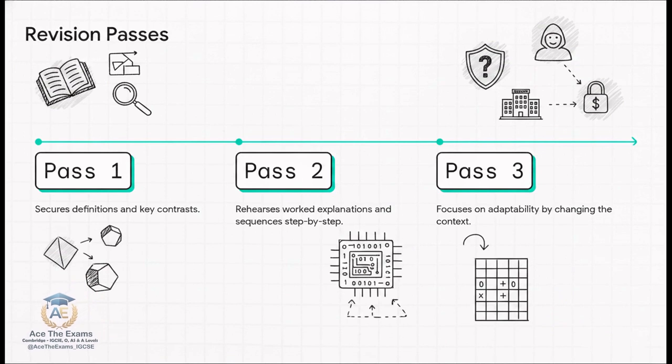Pass 3, adapt the context. This right here is the true hacker move. Once you know the sequence, you mix up the terms. Change the scenario from a school database to a secure banking application or a factory robotic arm, and force yourself to rewrite the PEEL paragraph for that new scenario. This layered structure is incredibly powerful because in Cambridge computer science, knowledge is constantly reused and remixed across different chapters.